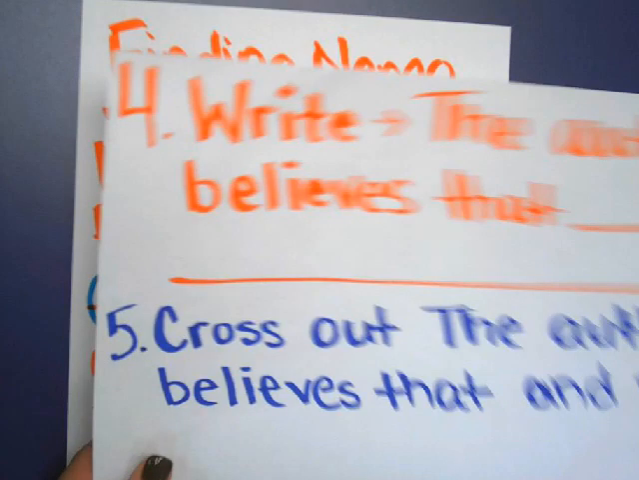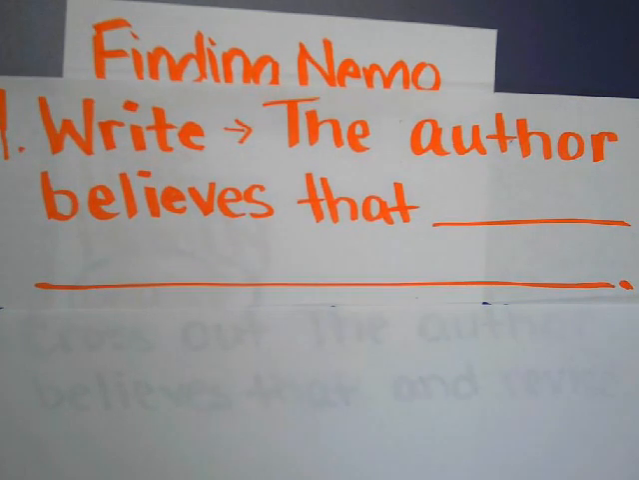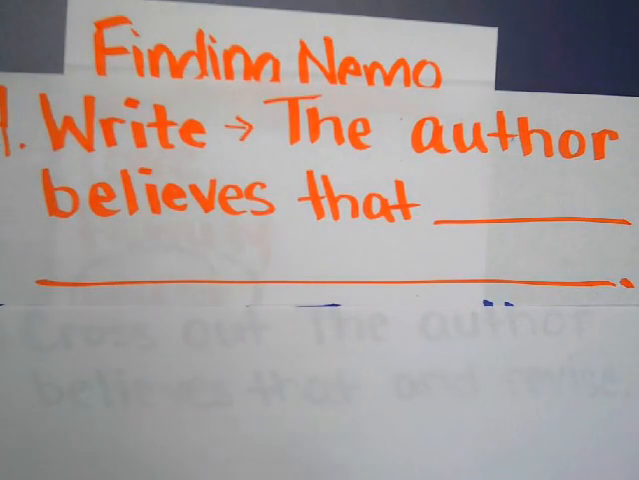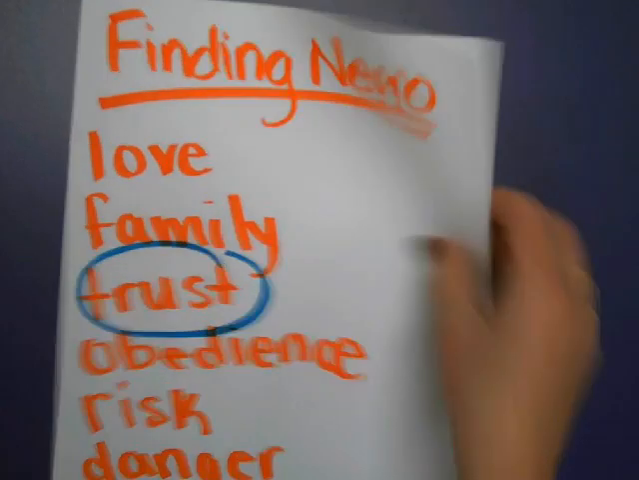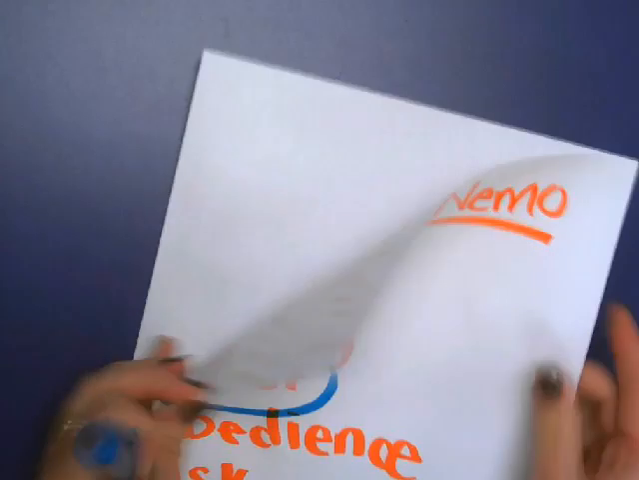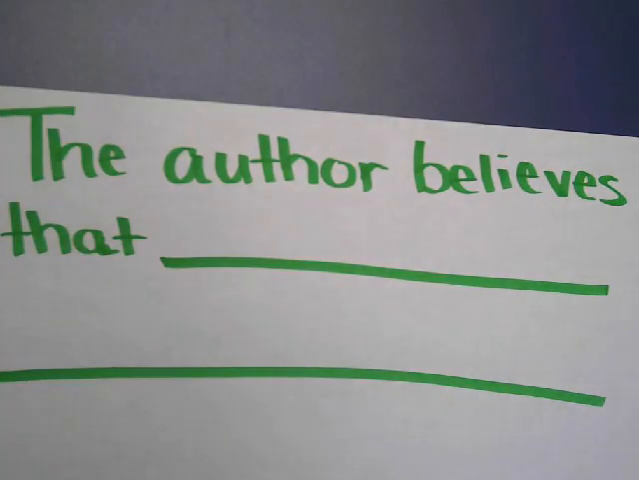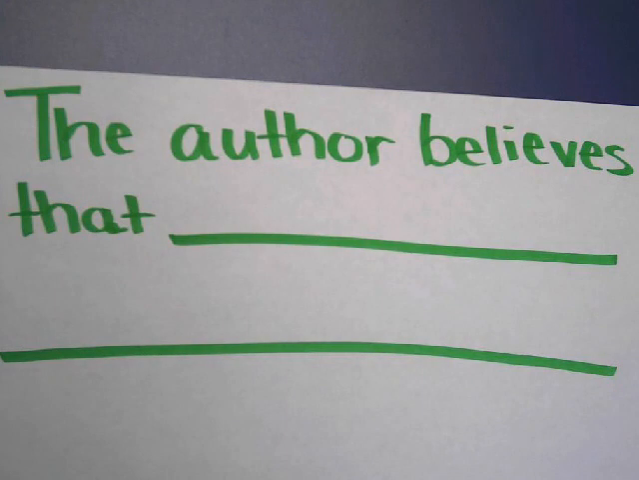So what I'm going to do now is move to step 4, and I'm going to use this sentence stem. I'm going to write on a separate sheet of paper, and I'm going to use this sentence stem right here: The author believes that, and I'm going to complete this sentence using the topic that we selected, trust. Okay, so what I'm doing right now in my brain is thinking ahead about trust in the movie. I know that the author knew that trust was very important, but I don't want to be vague and only say that the author believes that trust is important. I want to be a little more specific than that.